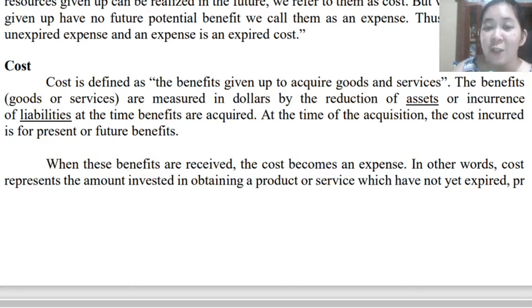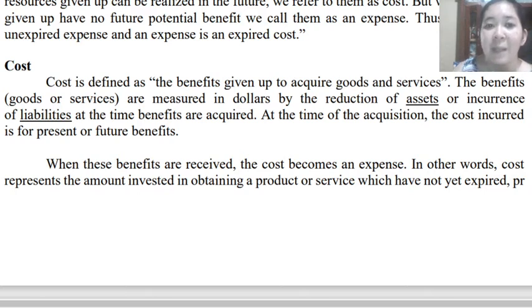So these are measured in monetary terms by the reduction of an asset or the incurrence of a liability. Reduction of an asset, because you have used it to pay for the acquisition of the goods or service. Incurrence of a liability, meaning you have acquired the goods or service but you did not pay for it yet, so there is a liability for it.